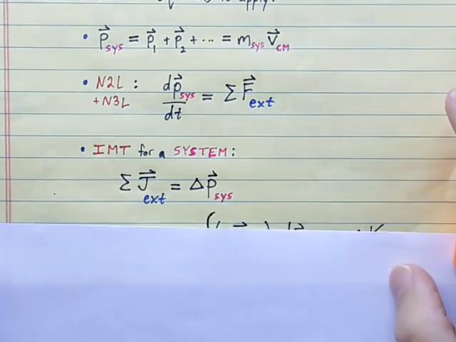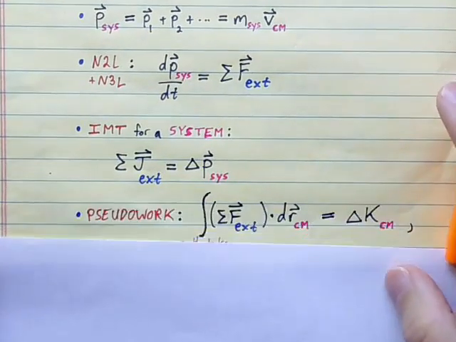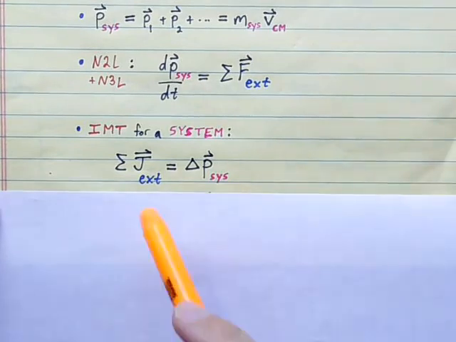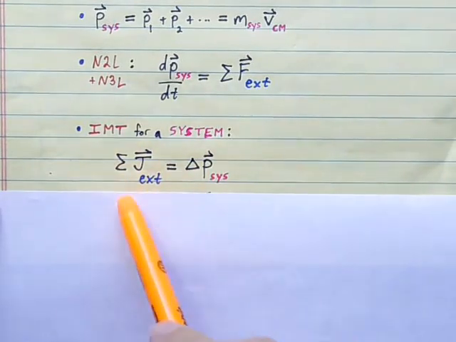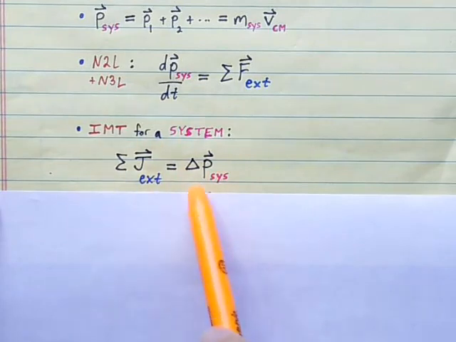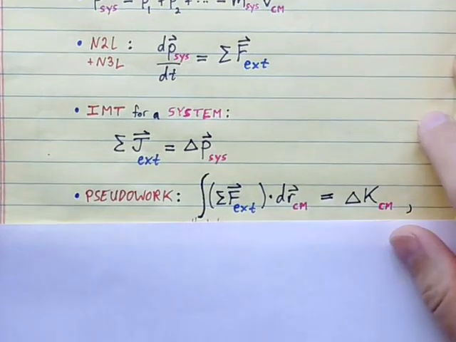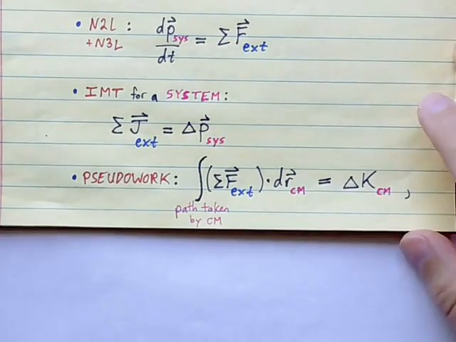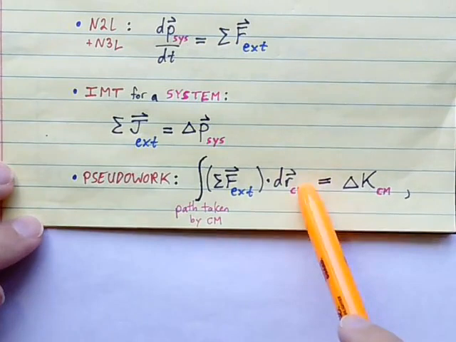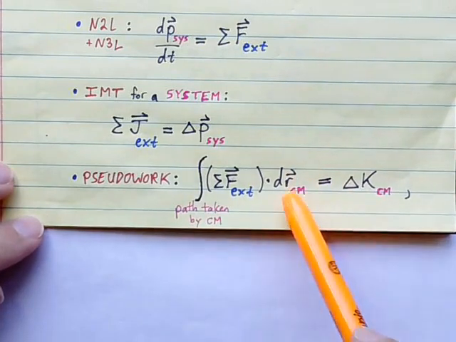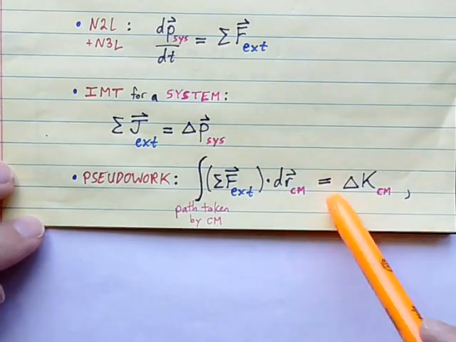Here's the impulse momentum theorem for a system, saying much the same thing. An impulse imparted by a net external force changes the momentum of the system. We also have here the concept of pseudo work. This integral here looks like work but really isn't a work. This is a momentum principle.